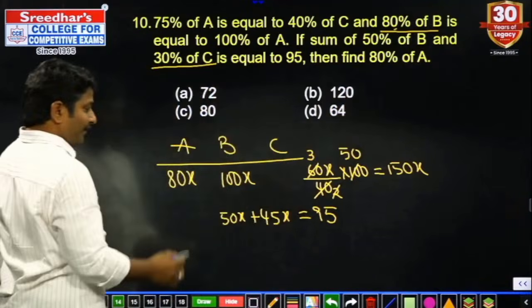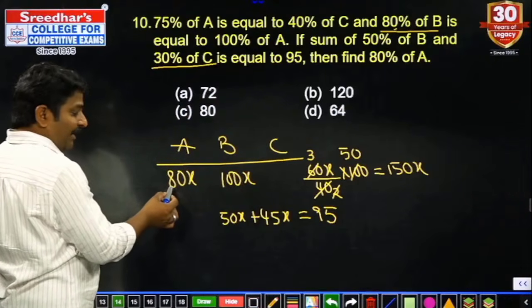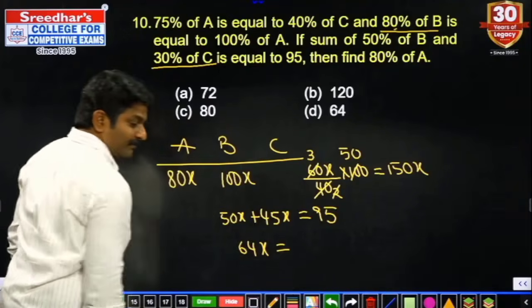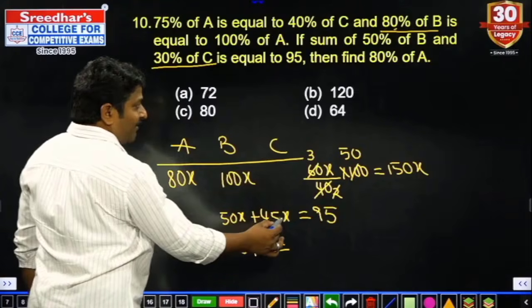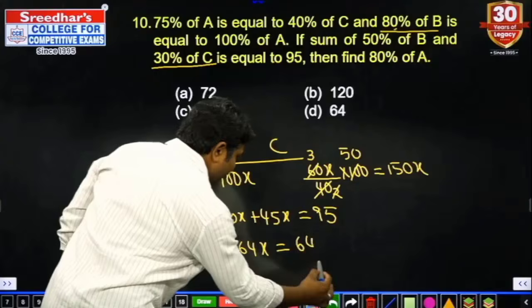80% of A. 80% of this number. 10% into 8, 8 into 8. 64x is equal to... If 95x is equal to 95, 64x will be equal to 64.